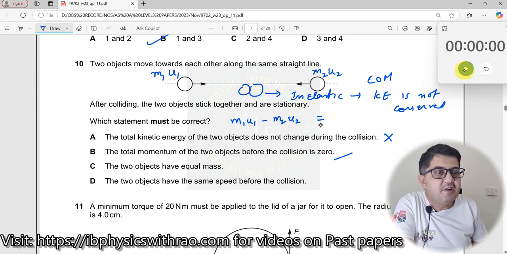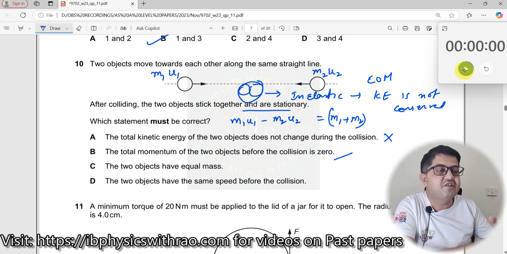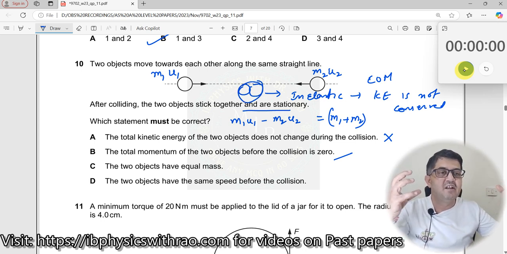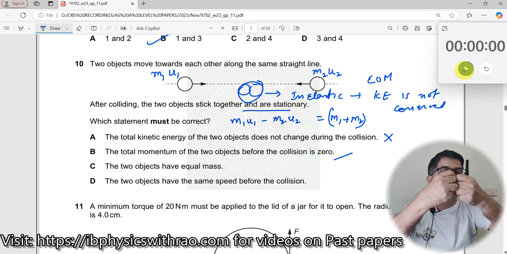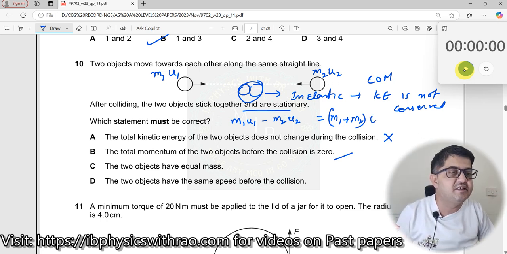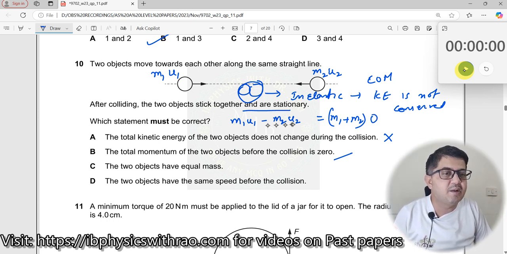Now what is the total momentum after collision? After collision, both the objects are stationary, they do not move, but they stick together. When you say stick together, the total mass is m₁ plus m₂. What is the velocity of this object? They are stationary. It is like you take two chapati balls, two flour balls, and hit them together. They just stay there, right? It's not moving anywhere. So its velocity is 0.